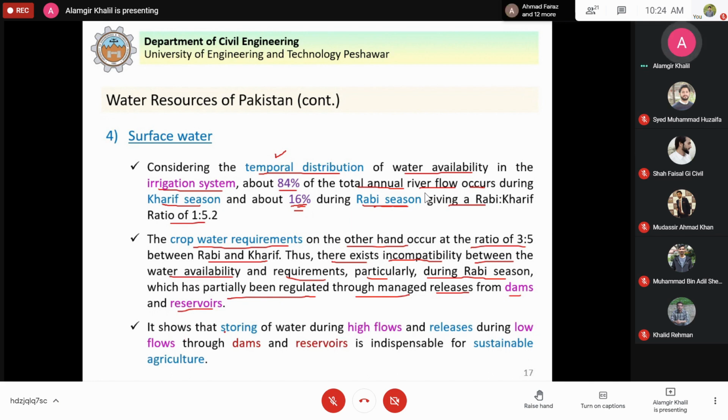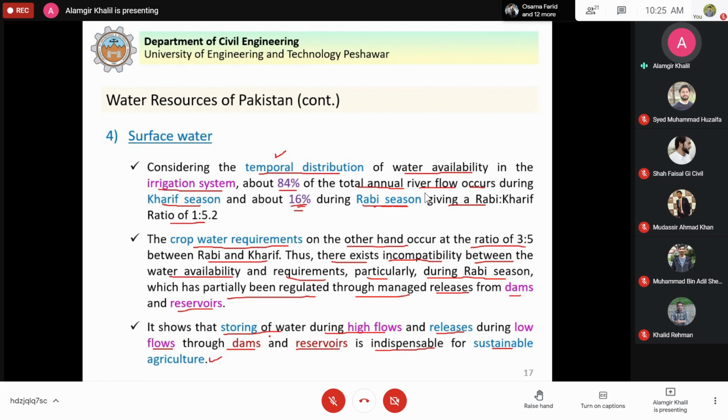It shows that storing of water during high flows and releases during low flows through dams and reservoirs is indispensable for sustainable agriculture. So it means during high flows we have to store the water. For that we have to construct the dams, and then during low flows in the river we have to release that water to meet the demands. This is indispensable for sustainable agriculture.